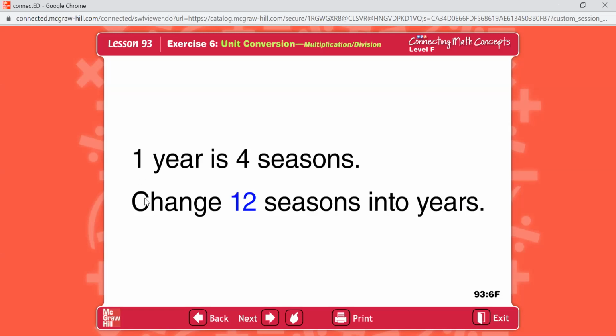Read the problem. Change 12 seasons into years. So, what are we solving for? We're solving for years. We're changing it into years. So, to end up with years, do you multiply by 4 or divide by 4? You're going to divide by 4 to get years. So, what is the problem you'll work? The problem you're going to work is 12 divided by 4.